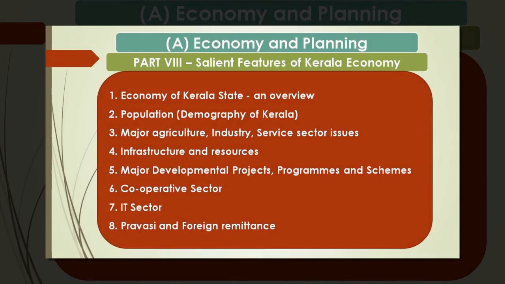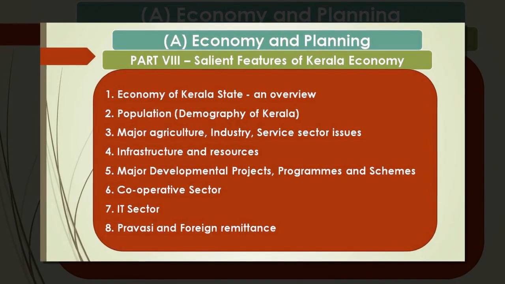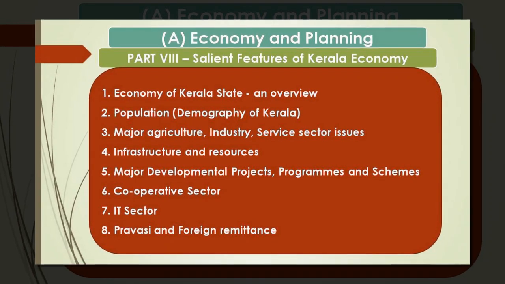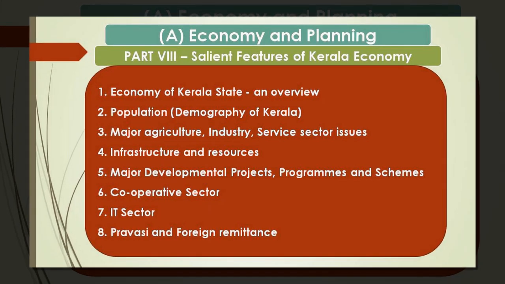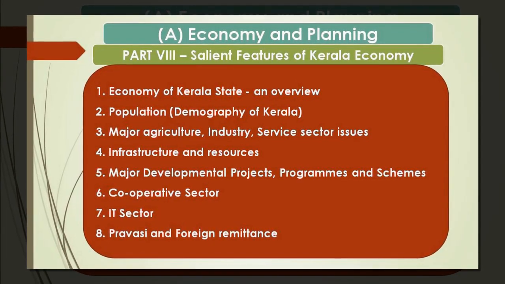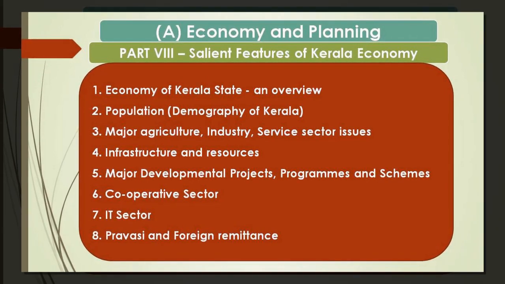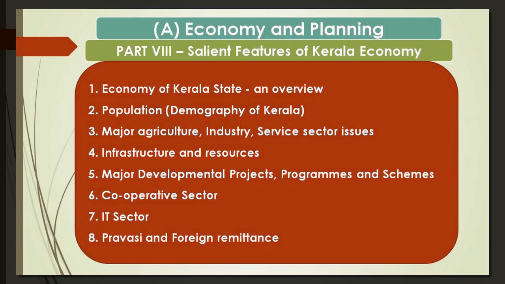Fifth one, major developmental projects, programs and schemes. Sixth one, cooperative sector. You must prepare a good material for Kerala Bank. Seventh one, IT sector. Eighth, Pravasi and foreign remittance. Of course, Gulf remittance is one of the crucial pillars of Kerala economy. We should focus on Norca, Nithakat, reverse migration, rehabilitation of returned migrants.